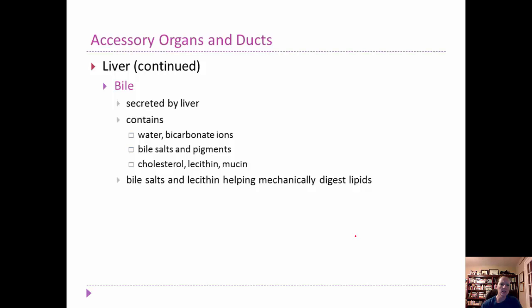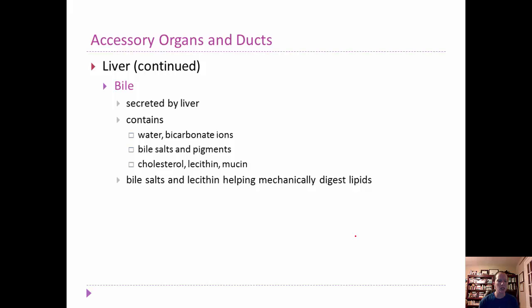So bile is going to be produced or synthesized in the liver and secreted by the liver. And really what bile is, it's an alkaline fluid because of the fact that there are, of course, bicarb ions. So it's going to be a watery mixture of bicarb ions. It's also going to contain bile salts, which we'll talk about, and which are responsible for helping break down lipids. Also, bile pigments are going to be in here.